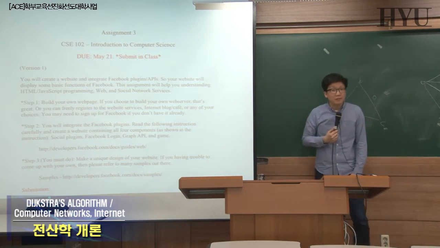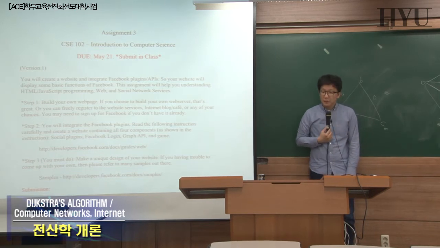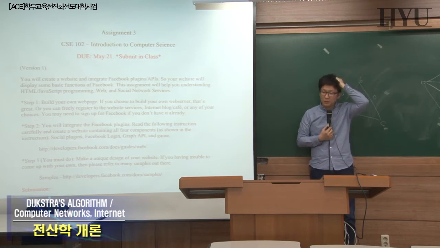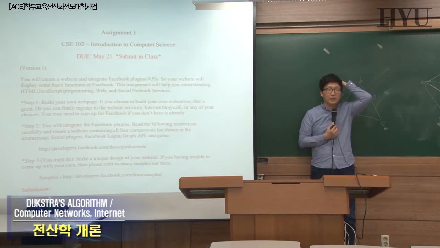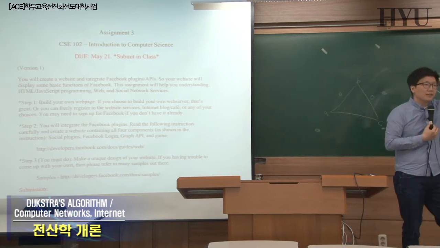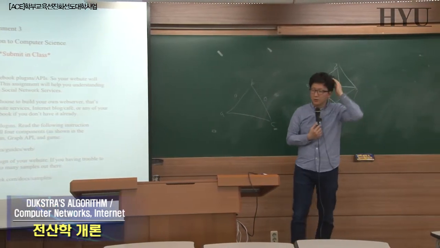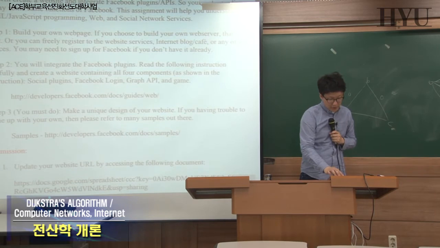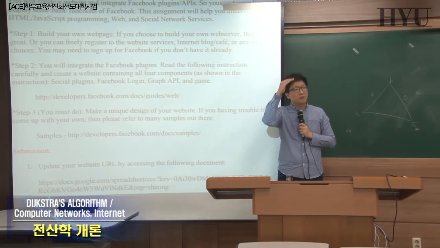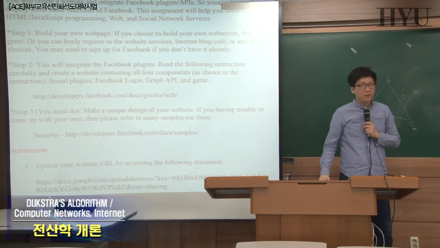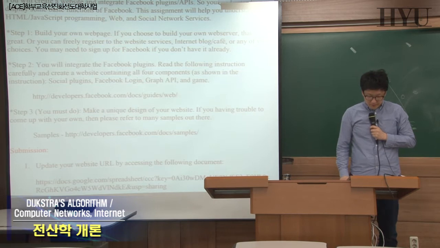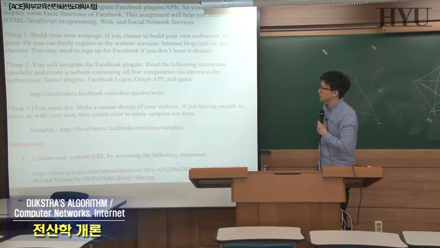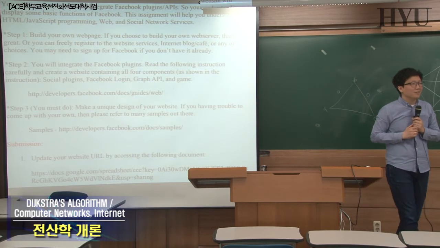Step 2, you will integrate the Facebook plugins that will consist of roughly 4 social plugins like Facebook login, likes, also the Graph API provided by Facebook, and a game, but that's optional. That's optional. I haven't done it either. So if you go into this website, developers.facebook.com guide web, you can just follow the steps from A to D. You can just simply go and type it up. And step 3, you must make a unique design of your website. If you're having trouble coming up with your own, then just copy some nice looking website.